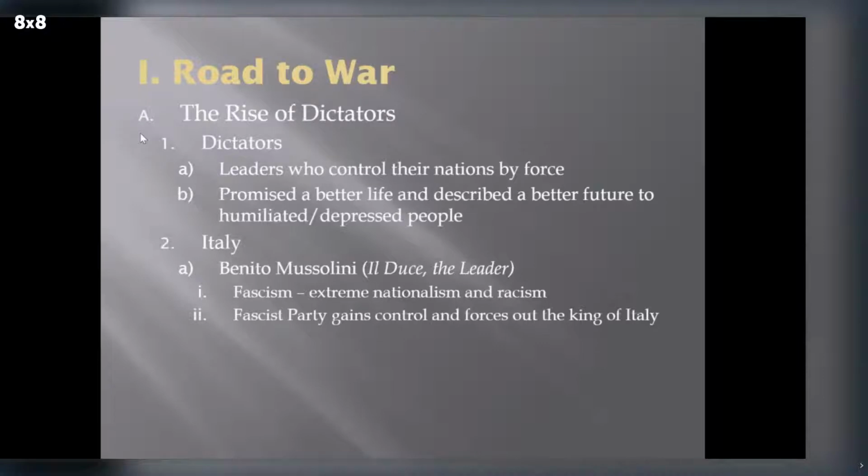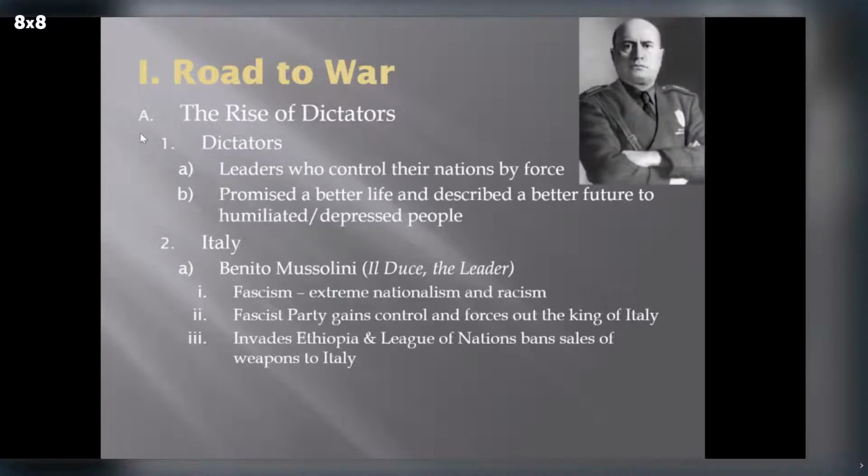So we have Mussolini. He then invaded Ethiopia, and then the League of Nations, which consisted of other European nations, decided they would not sell weapons to him. And this is Benito Mussolini.